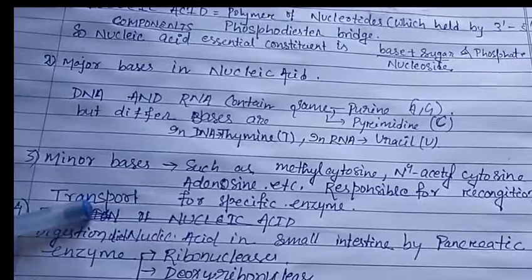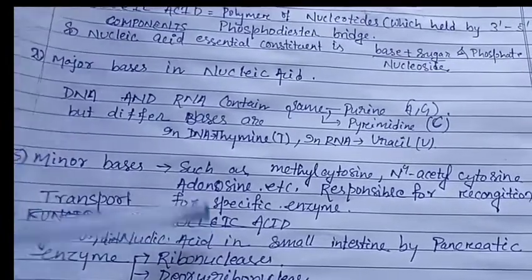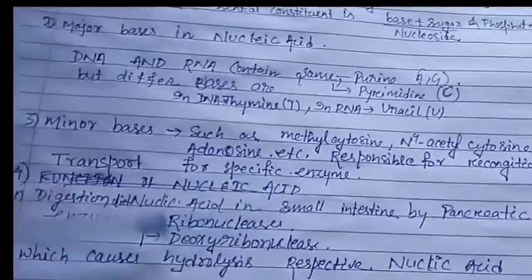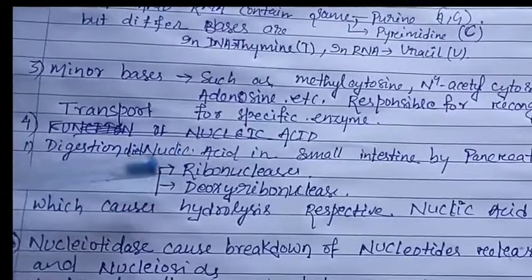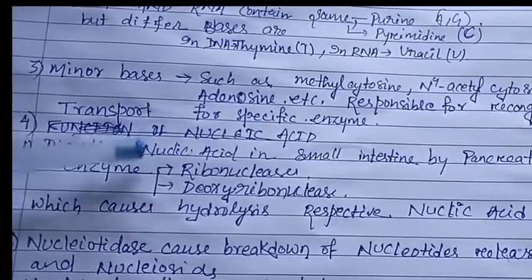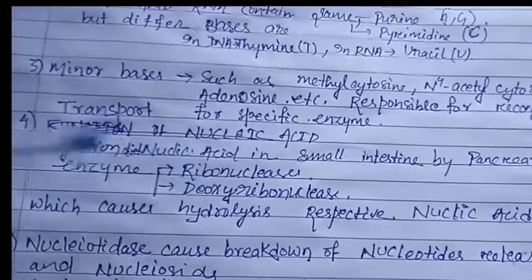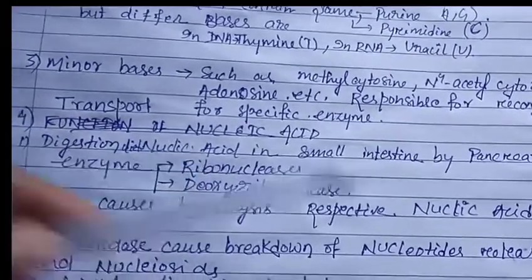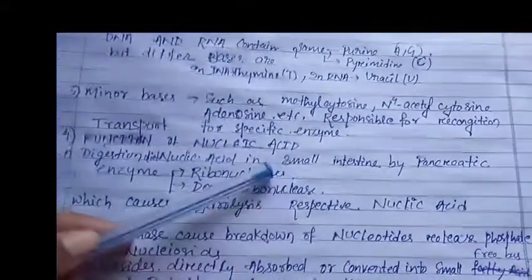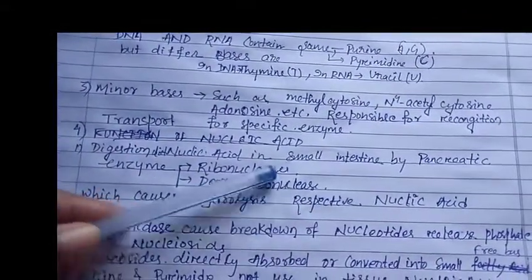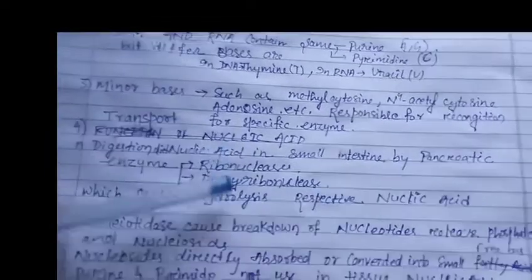Then we go towards the transport of nucleic acid. How is nucleic acid transported in our body? When we take in dietary nucleic acid, it is digested in the small intestine by the enzymes known as ribonuclease and deoxyribonuclease.